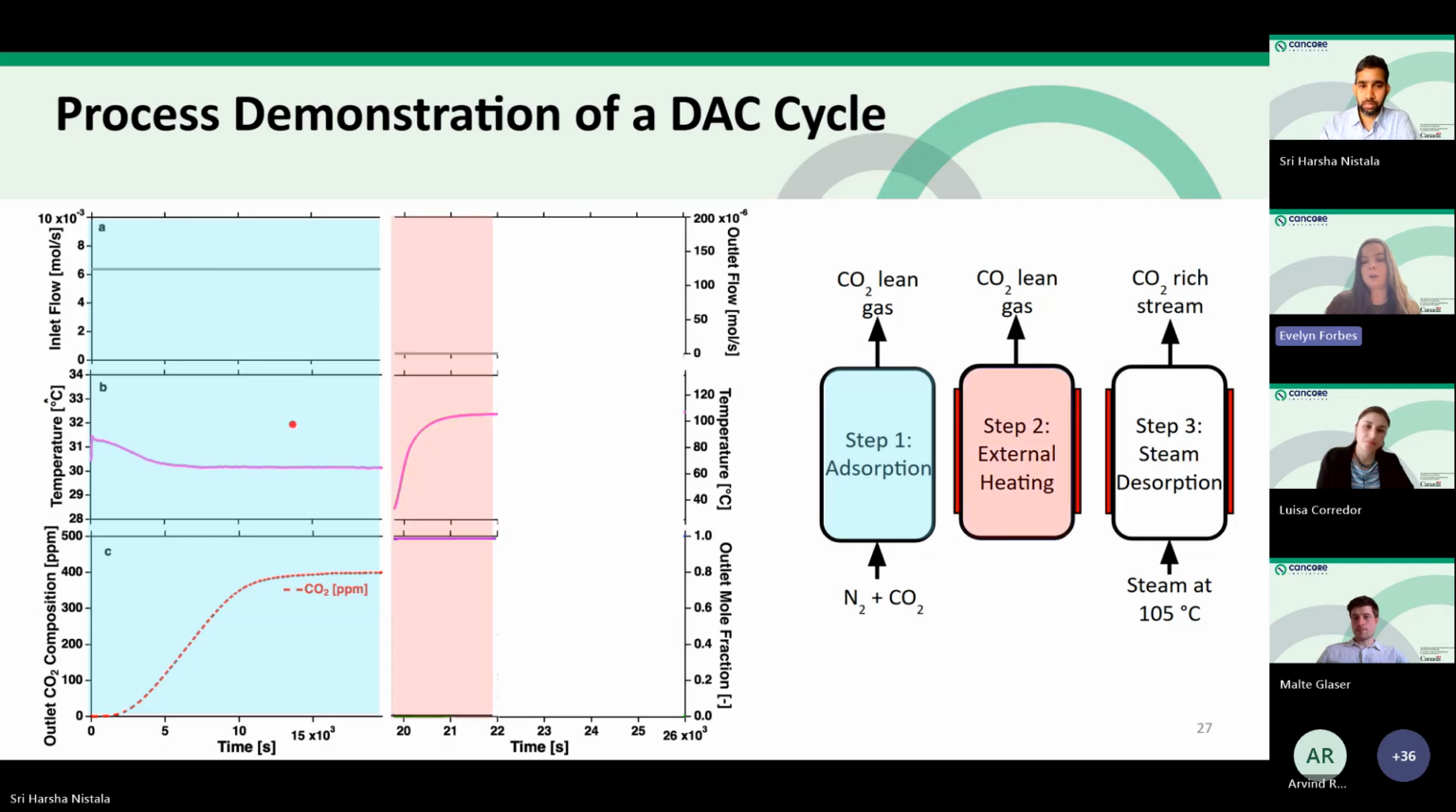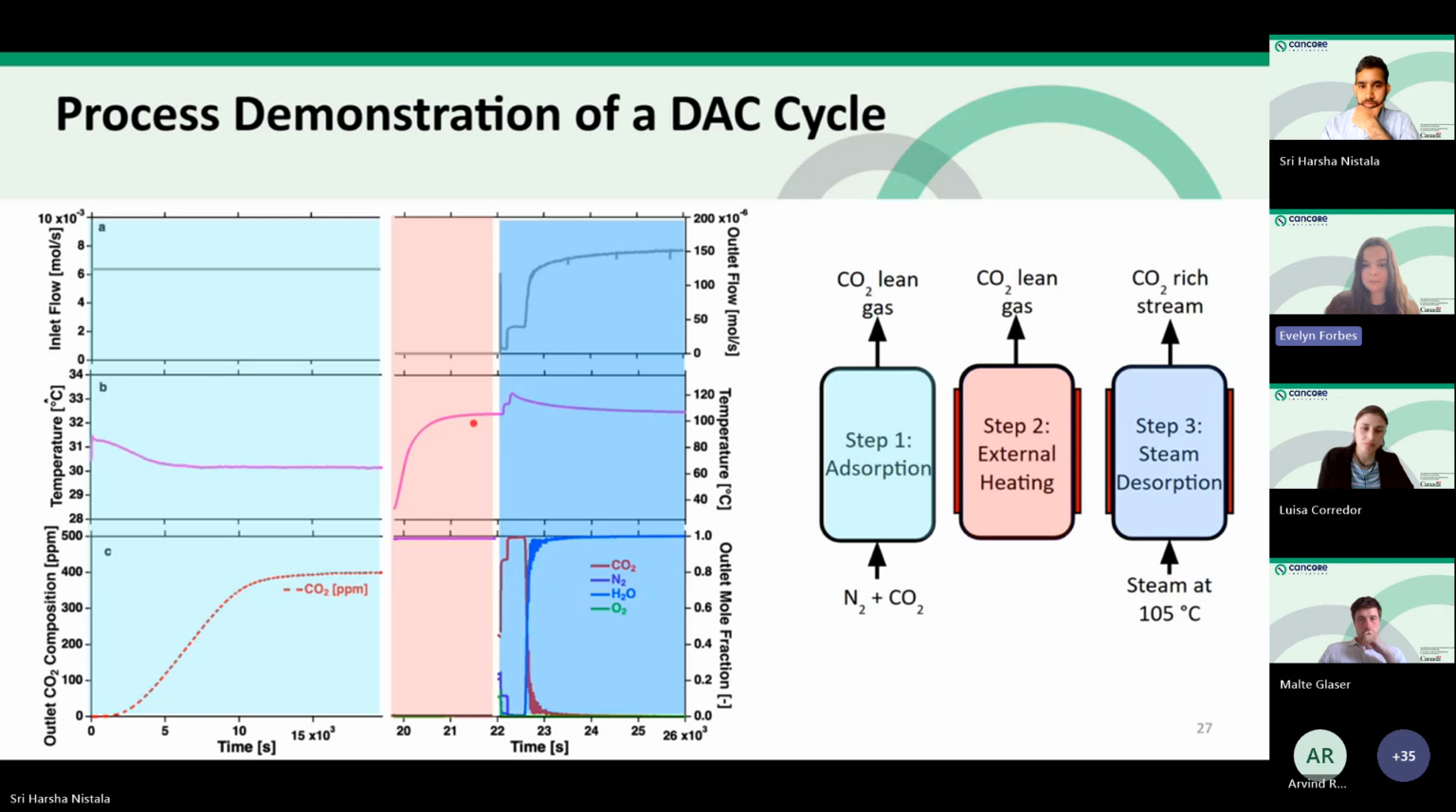And then if we go to the external heating step, the main thing that I'll get you to focus on for this one is that in the middle figure, you can see that the material is heating up to 105 degrees C. That's all that's really happening here. And then in the desorption step, things get a little bit more complicated.